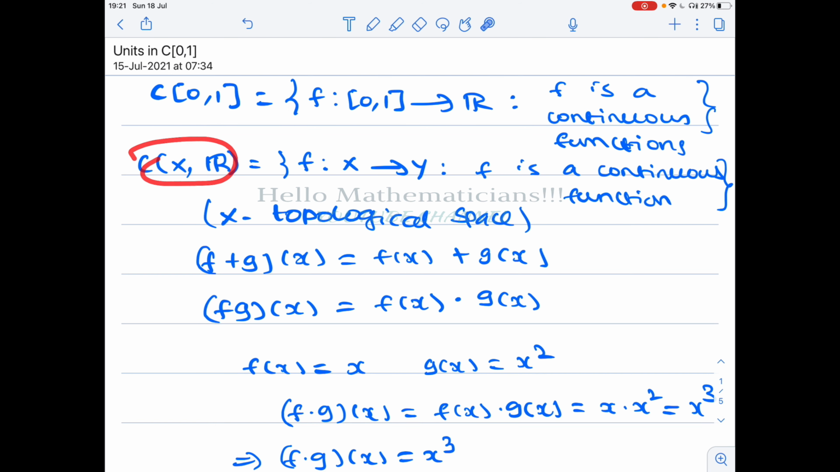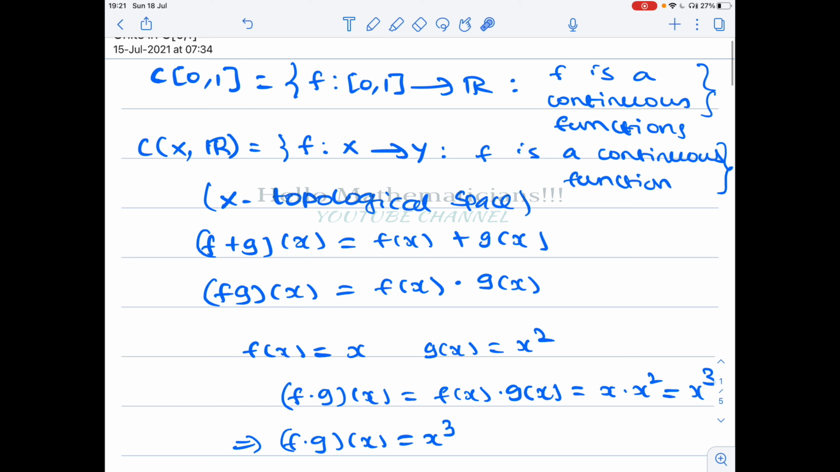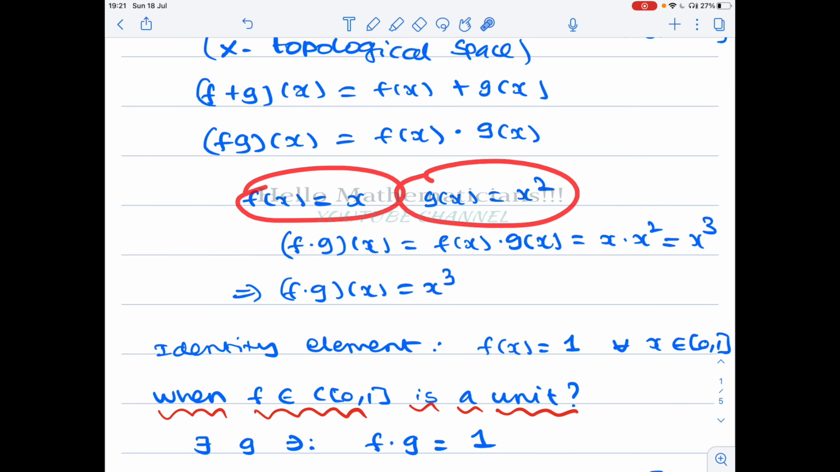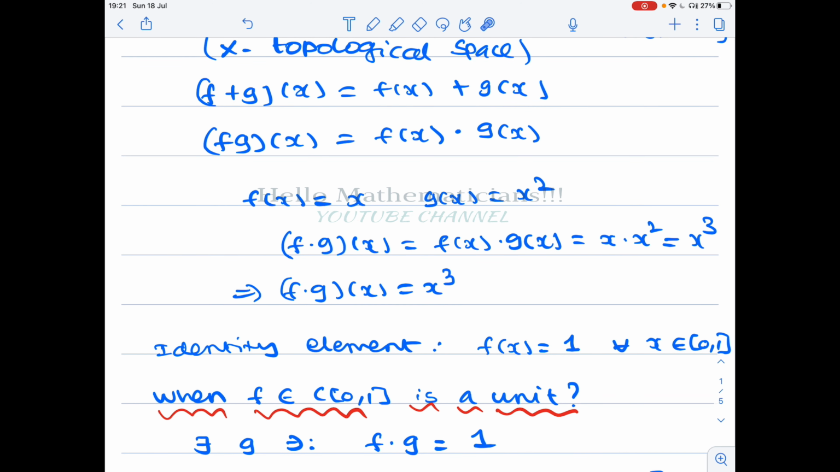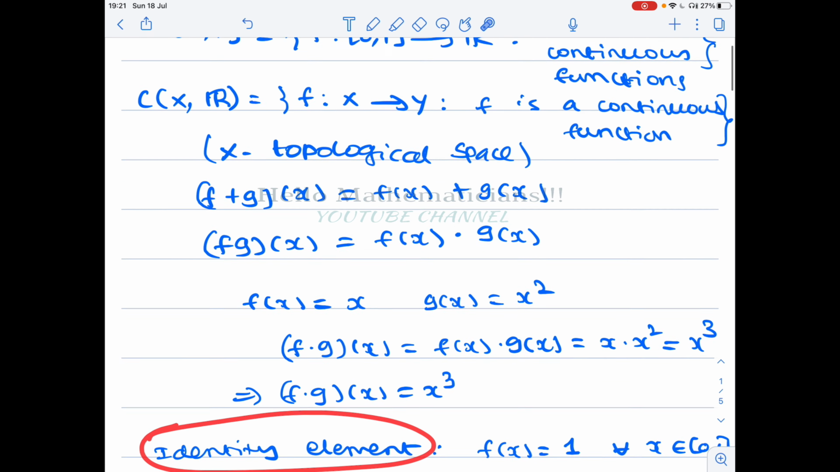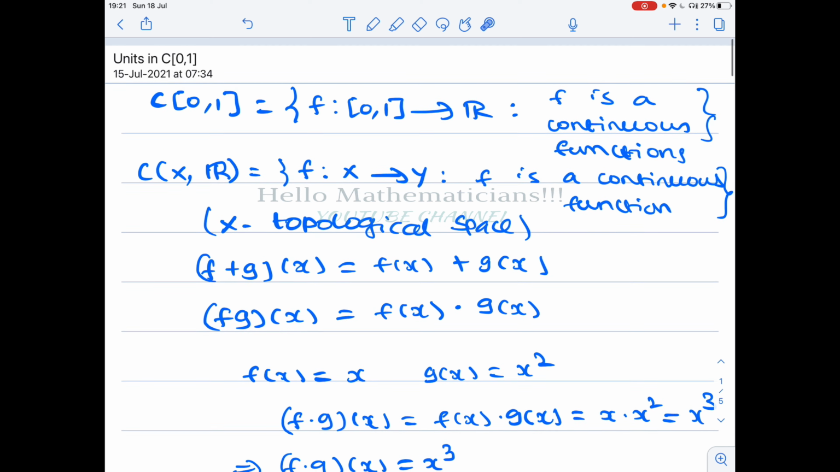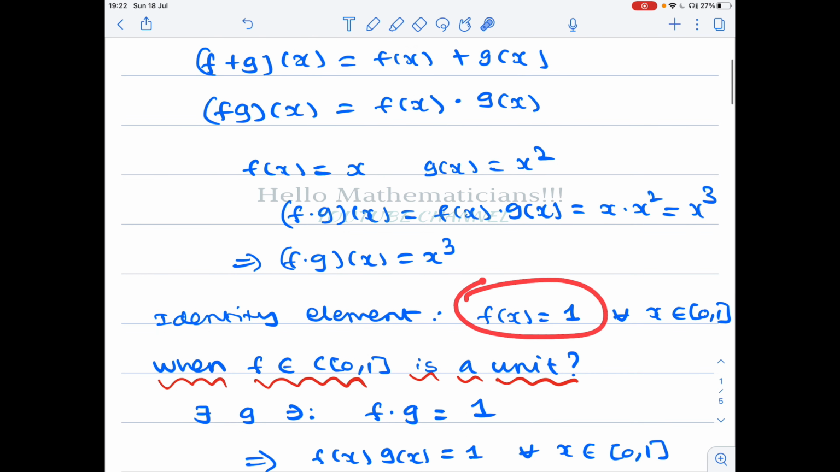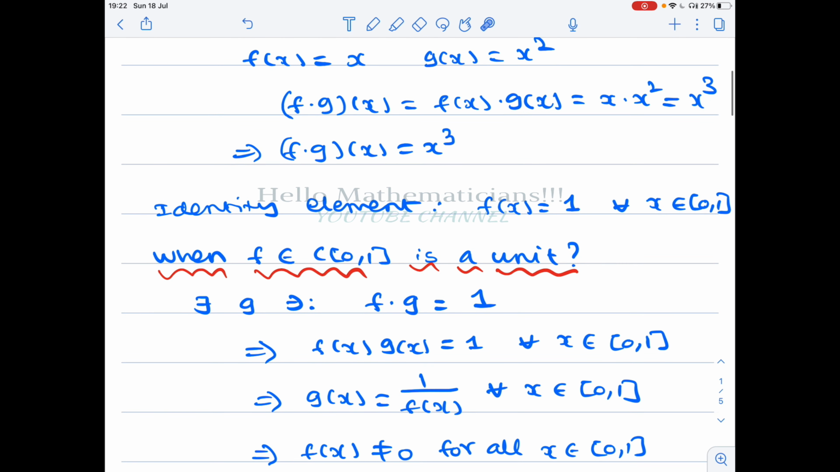Now in C(X, R), the operations are pointwise addition and pointwise multiplication. This is how the multiplication is defined. The additive identity element is the constant function 0, and the multiplicative identity element will be the constant function 1. That is something to remember.